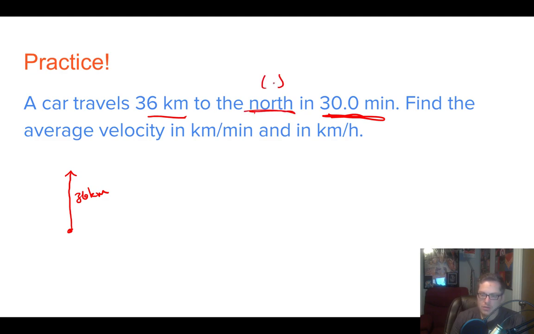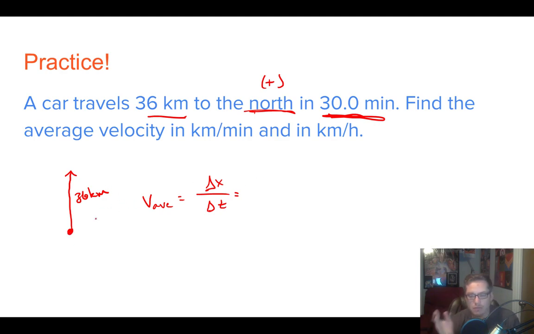So I would make a note to yourself: it says north, so we know it's going to be a positive value. Now if it said 36 kilometers to the south, we know it had to be a negative value, and we'd have to add that sign in ourselves. Okay, so average velocity is equal to delta x over delta t. Delta x was our 36 because we started here.